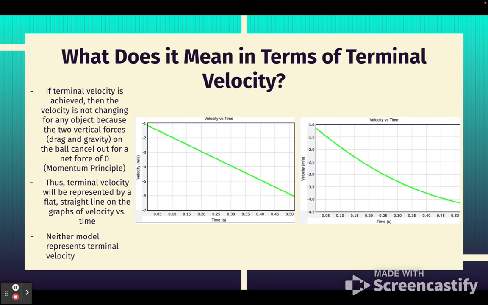If terminal velocity is achieved, then the velocity is not changing for any object because the two vertical forces, drag and gravity, on the ball cancel out for a net force of 0 due to the momentum principle. Thus, terminal velocity will be represented by a flat straight line on the graphs of velocity versus time. As you can see to the right, neither model represents terminal velocity.